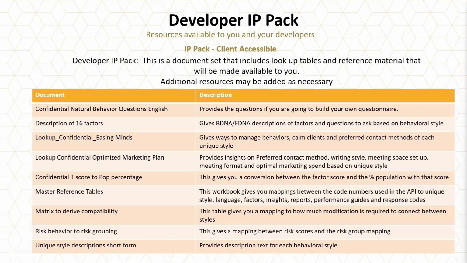In addition, there's an optimized marketing plan. So again, you can include this in your application or not. It might be something interesting for your advisors or your internal team to know about a user. The confidential T-score to population percentage lookup. So a T-score is going to be the main score that comes back for you based on the answers that are submitted, and will be a score between 20 and 80, which gives you the relative strength of the score for that client.